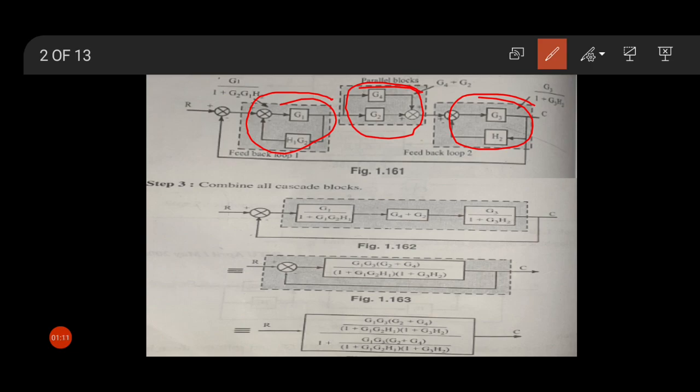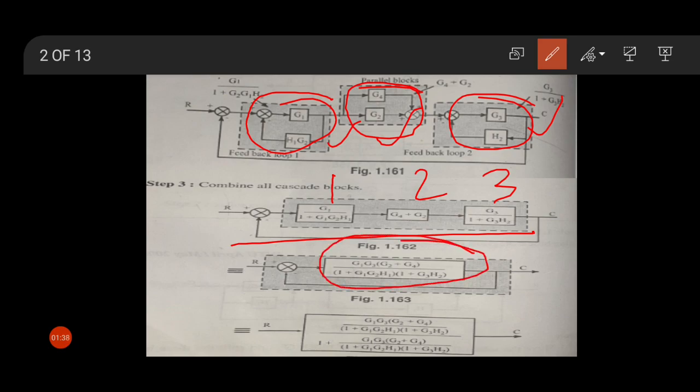After eliminating these two feedback loops and combining the parallel block, we get this structure. Now we combine all cascade connections. This is 1, this is 2, and this is 3. That means we multiply the gain of these 3 blocks. After multiplying these 3 blocks, we get this gain. Now this is our simple feedback loop. After eliminating this feedback loop, we get this. This is our transfer function, C by R.